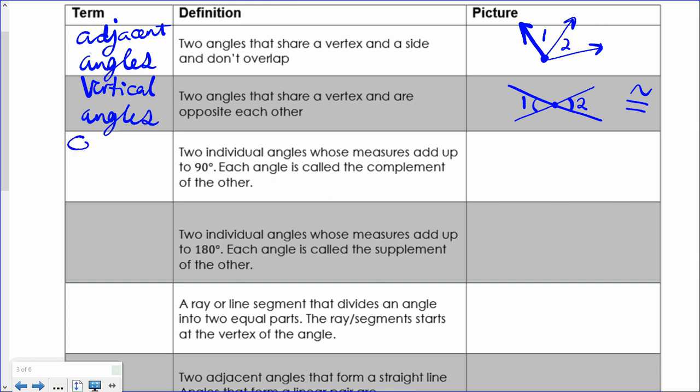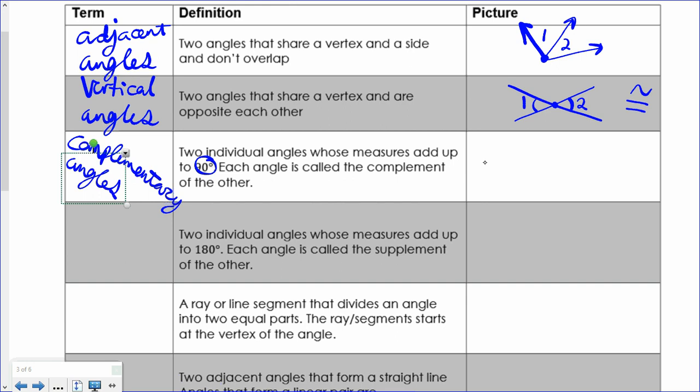Complementary. It's a big word for such a small box. All right, so complementary, the key idea there is you need to remember it's 90. Two angles add up to 90 degrees.